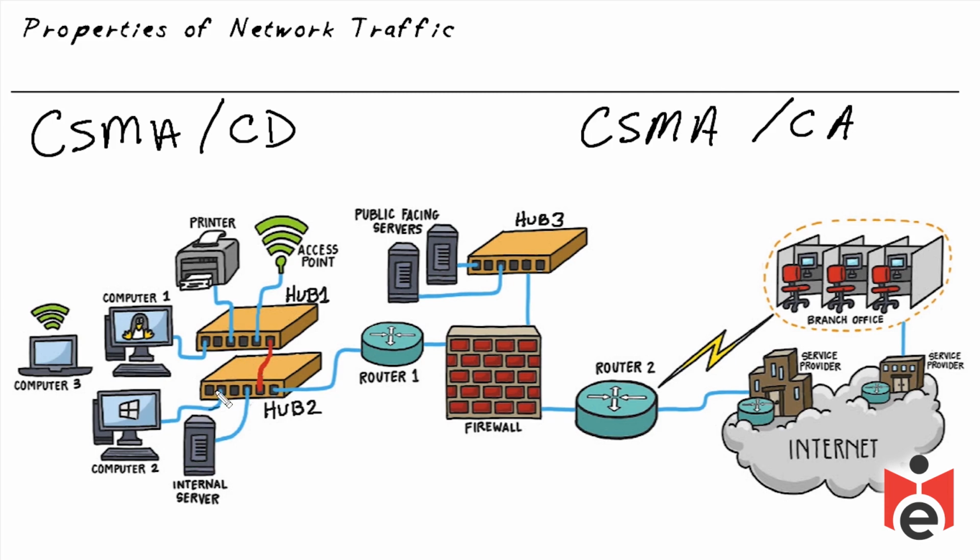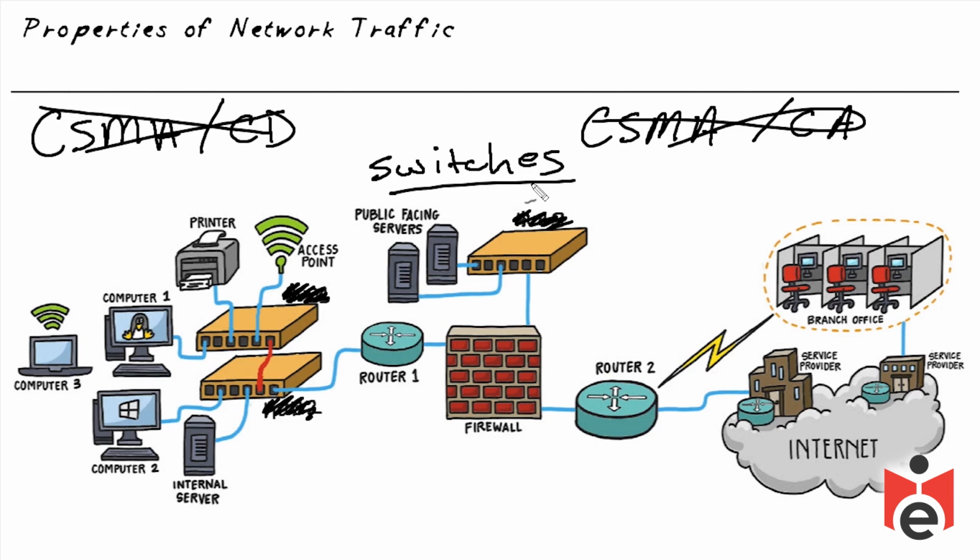And one of the realities in current wired networks is that we no longer need to use carrier sense multiple access with collision detection or collision avoidance on physical networks, because we've swapped out, or we should have swapped out, our devices. Instead of using hubs, we're going to be using layer 2 switches, which are more intelligent and have some additional benefits, and we'll put those in a separate nugget.